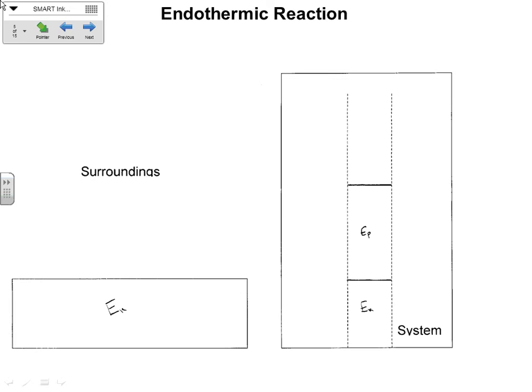So I'm just saying, in an exothermic reaction, the potential energy goes down. Where does that energy go? It comes out into the surroundings, and the surroundings get hotter. Okay? All right?